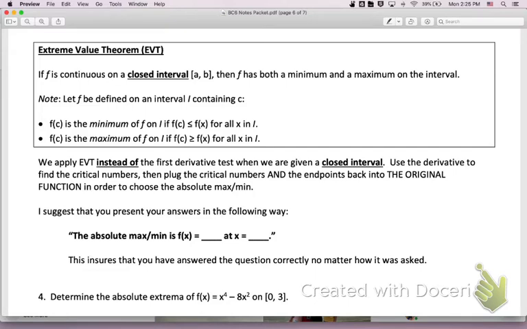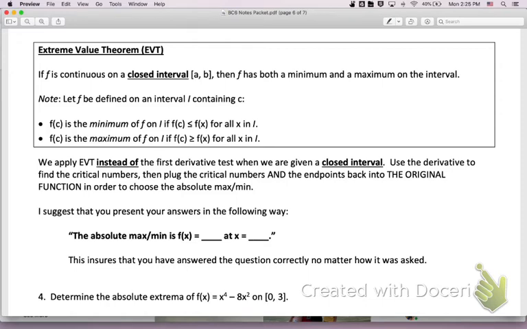So we're used to finding relative extrema using the first derivative test, but we apply the extreme value theorem instead of the first derivative test whenever we're given a closed interval. So you're still going to use the derivative to find the critical numbers, but we go back to the original function, whatever we're trying to optimize, maximum or minimum, and you plug those critical numbers and the endpoints back into the function to choose the value that is the most. You're going to create a table of values. That's always going to be your justification.